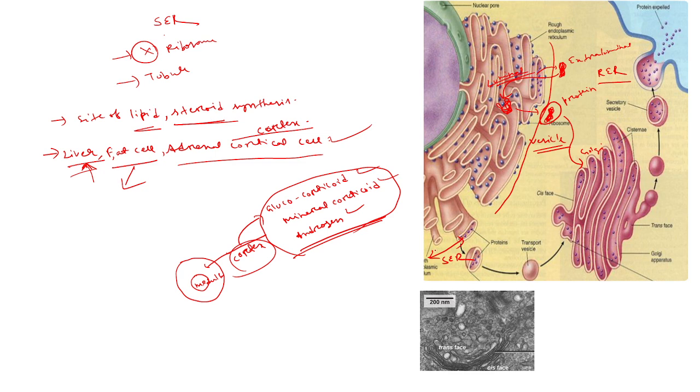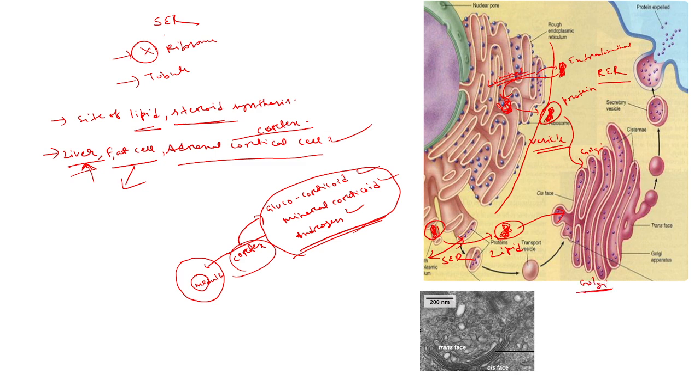Look at the structure. Here also, let's say this is the lipid that is present. Here also, like the rough endoplasmic reticulum, it forms a vesicle-like structure, and inside it the lipid is present, and now the lipid is transported again into the Golgi.